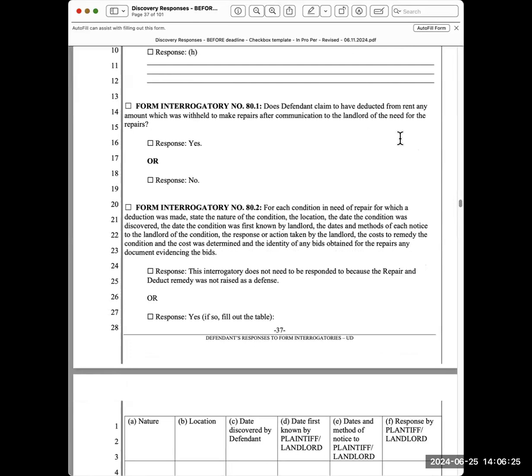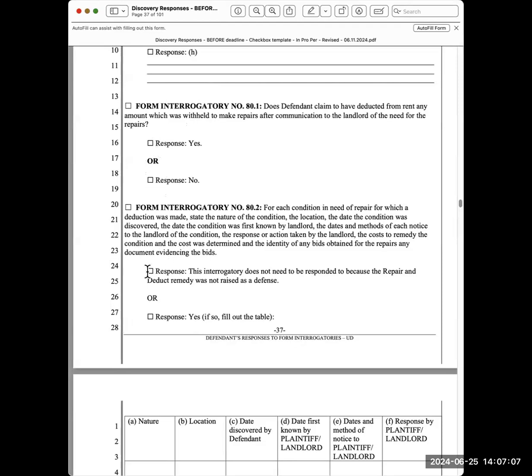Form interrogatory 80.1. Does defendant claim to have deducted from rent any amount which was withheld to make repairs after communication to the landlord of the need of the repairs? All the questions that start with 80, 80.1, 80.2, etc., are about the repair and deduct remedy. This means you had an agreement with the landlord to fix something yourself and then deduct it from the rent. If that doesn't apply to you, then you're going to check no here.